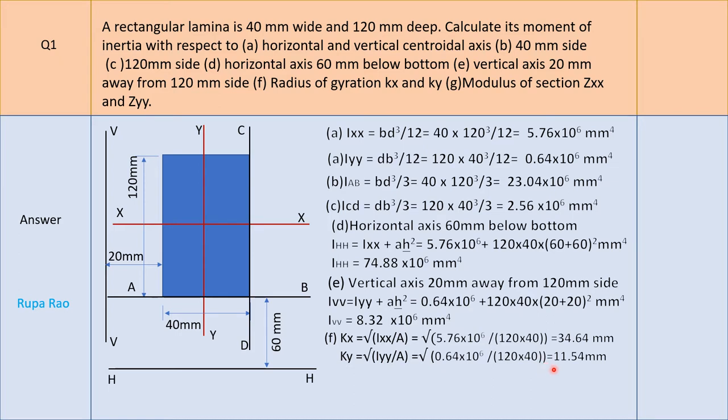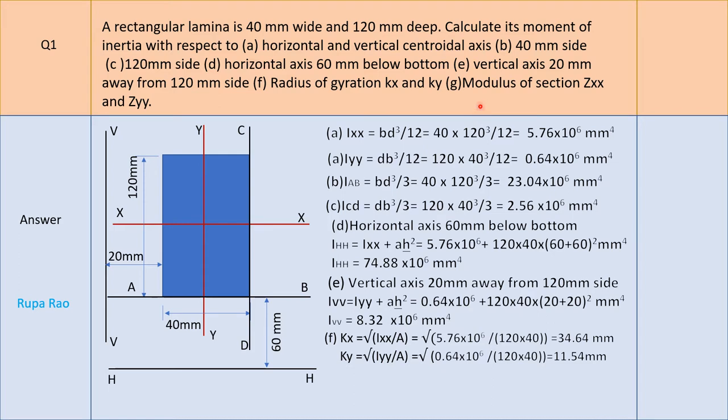is equal to. How to do the calculations? Take the calculator in your hand. Under root, bracket open, 0.64 exponential 6 divided by bracket open 120 into 40, first bracket close, second bracket close, is equal to. You will get the answer 11.54 mm.